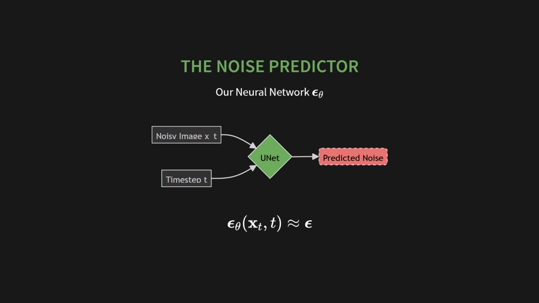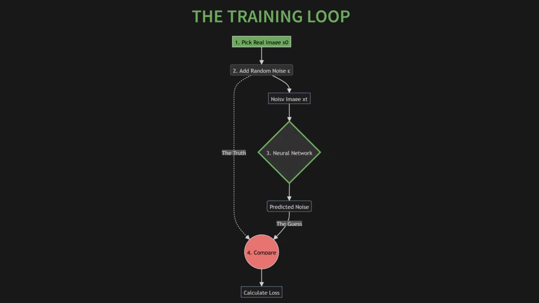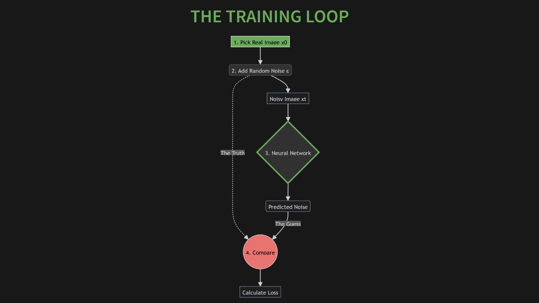So this is our model's entire job. We call it the noise predictor, or epsilon theta. As you can see in this diagram, it's a model, in our case a UNet, that takes two inputs, the noisy image, x sub t, and the current time step, t. And it has one job and one job only, to spit out its best guess for the noise that was added to that image. Our model, epsilon theta, operating on x sub t and t, will try to approximate the real noise, epsilon. This all comes together beautifully in the training loop.